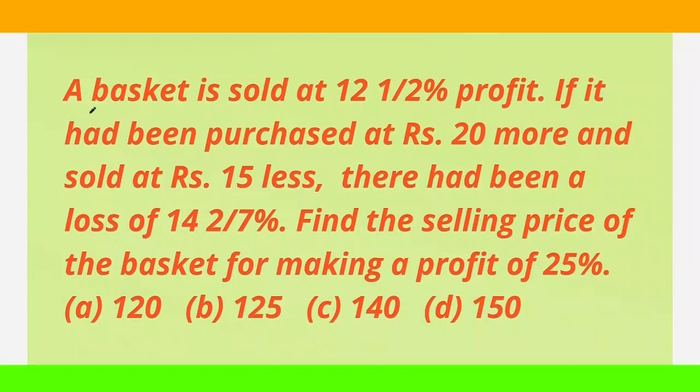Our question is, a basket is sold at 12.5% profit. If it had been purchased at rupees 20 more and sold at rupees 15 less, there had been a loss of 14 whole and 2 upon 7%. Find the selling price of the basket for making a profit of 25%. The given options are option A 120, option B 125, option C 140, option D 150.